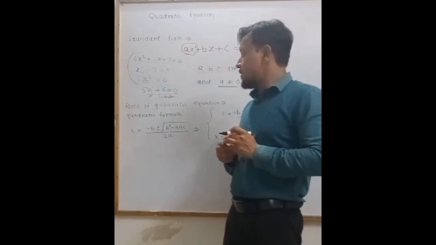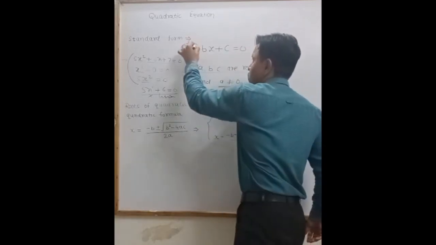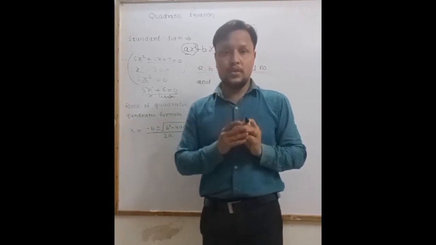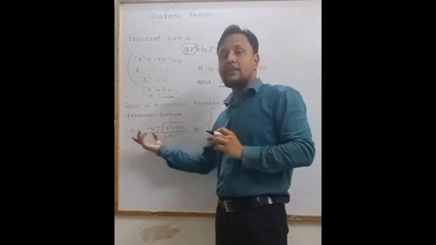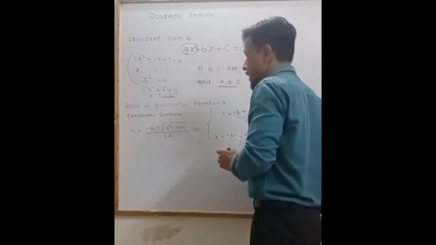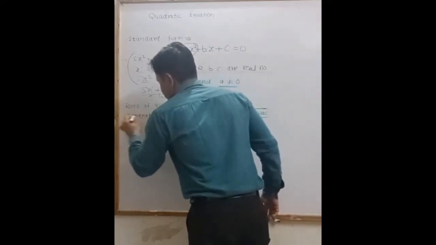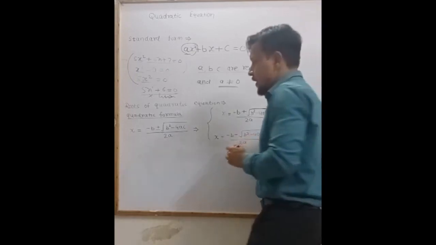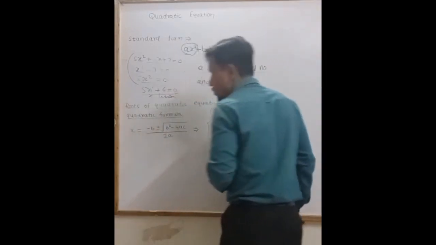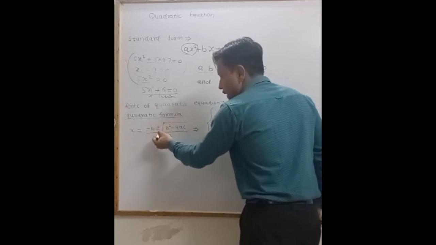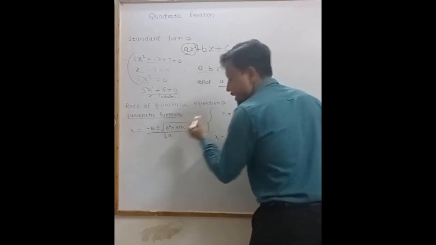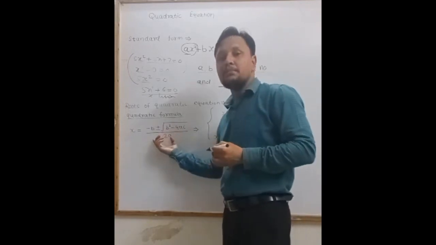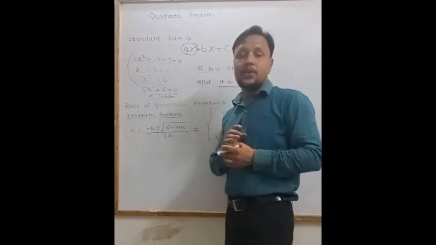Okay, and since it has the highest power 2, every quadratic equation has two roots. And we can find both values by the quadratic formula. By using the quadratic formula, we can get both values of the roots. And what is the quadratic formula? The quadratic formula is x is equal to minus b plus minus square root of b square minus 4ac, upon 2a. Clear? By using this formula, we can get both values of the roots of the quadratic equation.